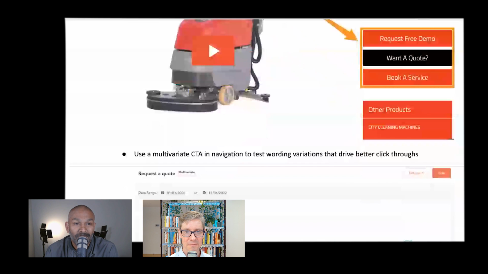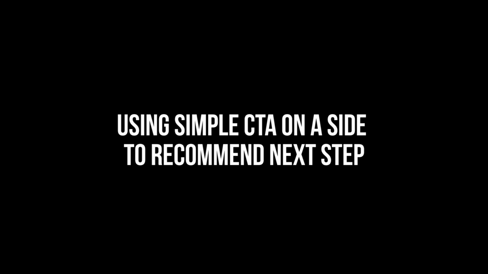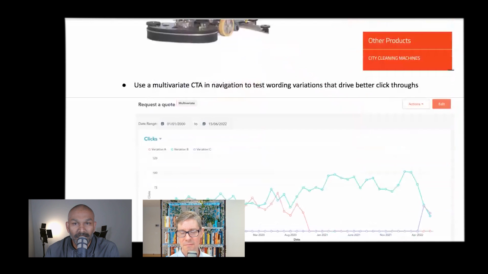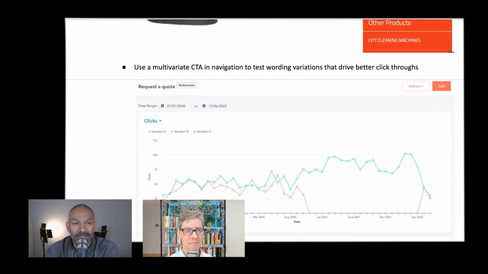The next one that we're going to talk about is using a simple CTA on a site to recommend next steps. So in my screenshot here, it's a product that people buy, cleaning machines, and we have some really clear calls to action where you can request a demo, request a quote, or book a service. So it's catering for people who already have these machines versus people who want to get a quote to buy the machine. And that's made a huge difference in the conversion and the inquiry rate on this page.